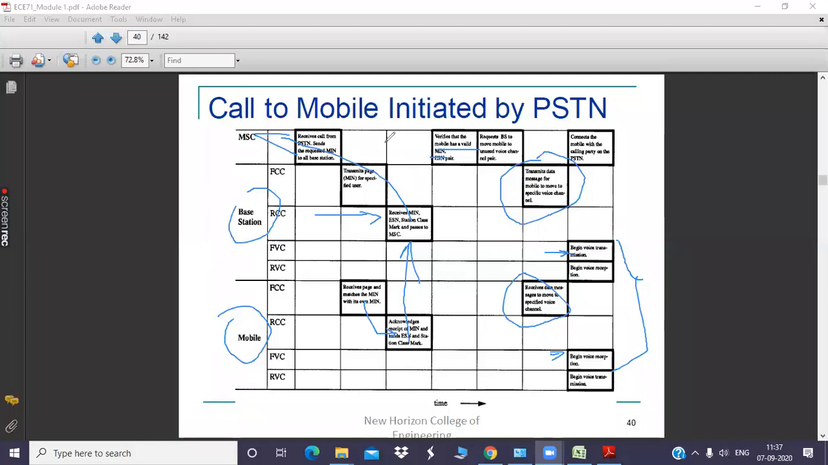Vidya, Vidya B, Vidyashri, Varun. Should I explain this once more? Okay, I'm moving to the next slide.